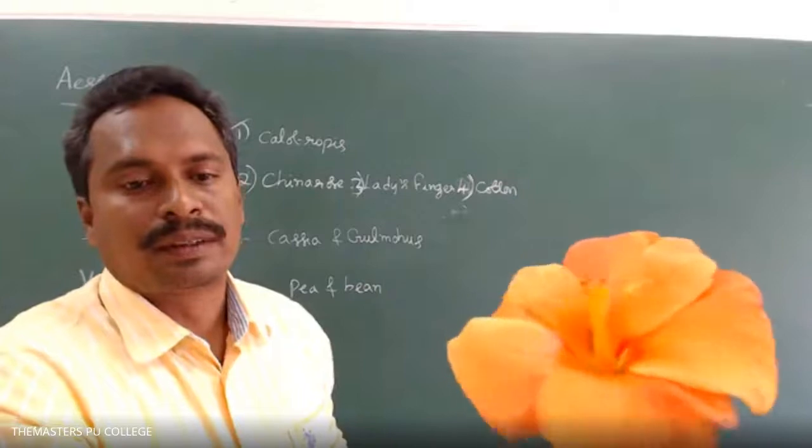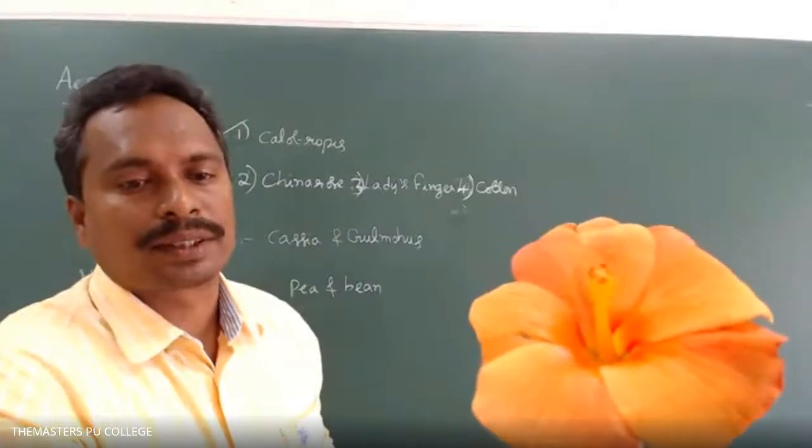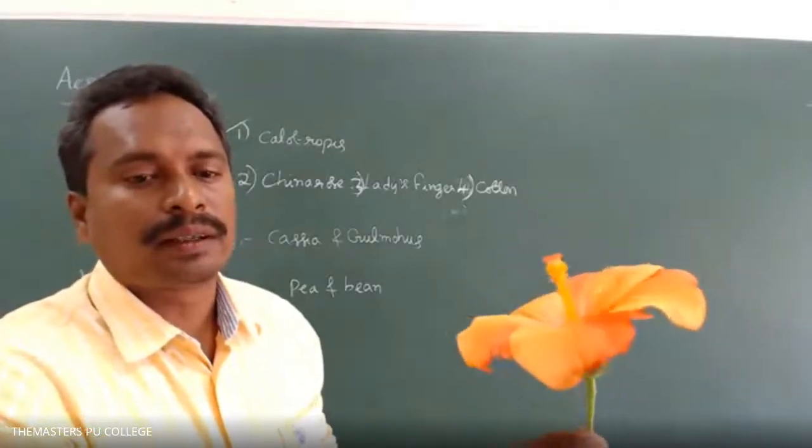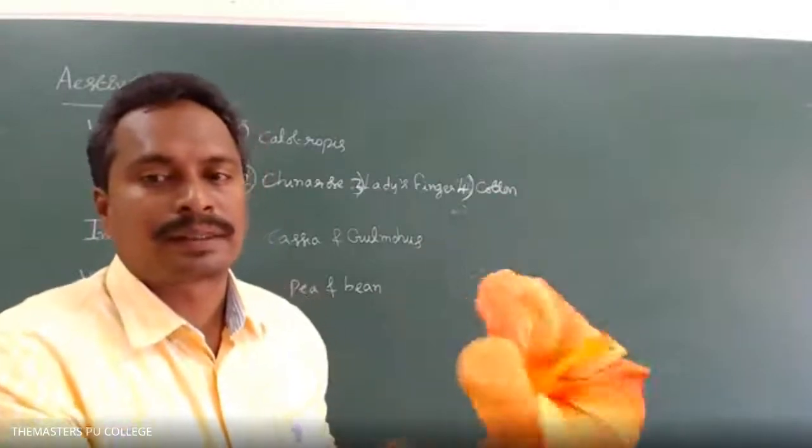So can you show the estivation? Sir, peduncle is especially seen in cymose, no, sir? Cymose, solitary cymose. The petals are arranged in twisted estivation. Do you have any doubts now regarding this? No doubt, sir. Right.